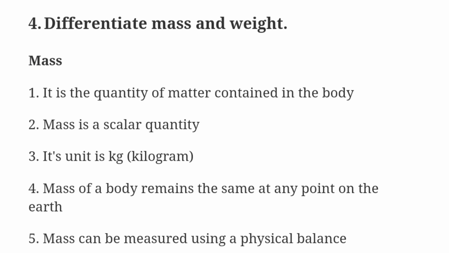Fourth one, differentiate mass and weight. Mass: first one, it is the quantity of matter contained in the body. Second one, mass is a scalar quantity. Third one, its unit is kilogram. Fourth one, mass of a body remains the same at any point on the earth. Fifth point, mass can be measured using a physical balance.